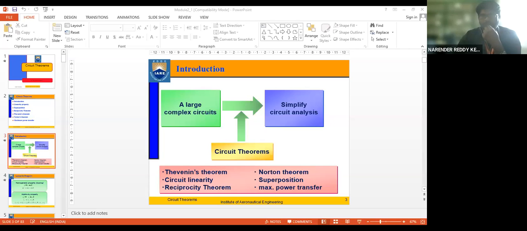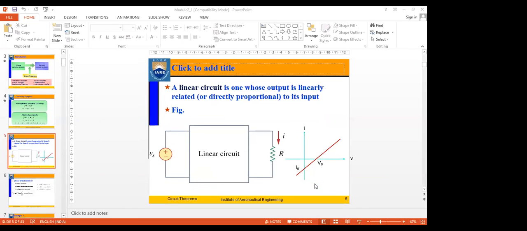Is the audio and video clear? Yes, sir. Fine. So let me share my screen first. Yeah, hope the screen is visible. Yes, sir.